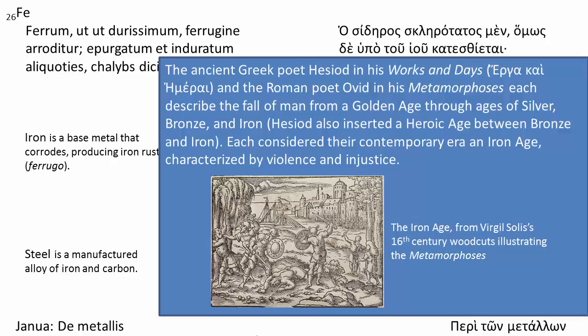The ancient Greek poet Hesiod, in his Works and Days, Erga kai Hemerae, and the Roman poet Ovid, in his Metamorphoses, each described the fall of man from a golden age through ages of silver, bronze, and iron. Each considered their contemporary era an iron age characterized by violence and injustice. What do you think? Would you say our contemporary era is an iron age?